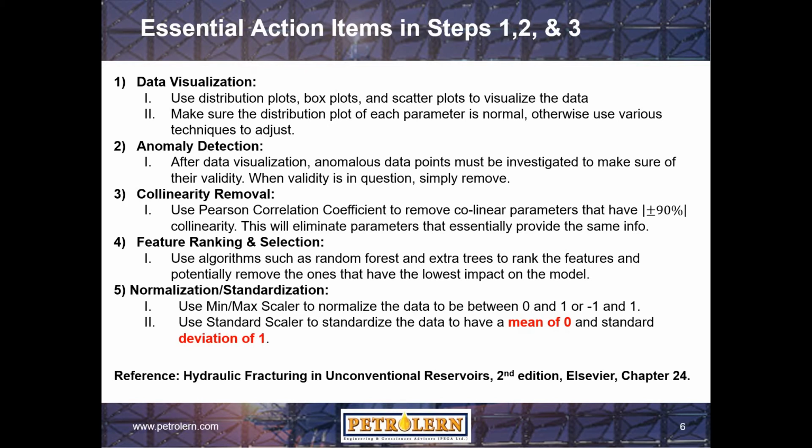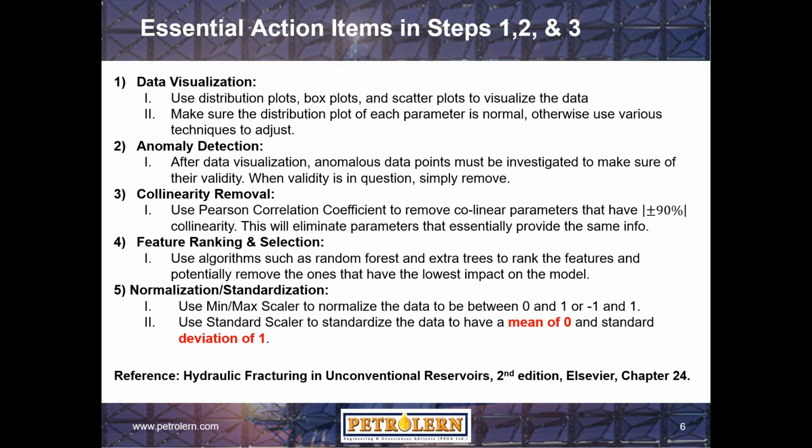And once you visualize your data, you can also see very clearly that you have some anomalous points here and there. What do I do with those anomalous points? Are these anomalous points actually true, or are these just typos that would have to be removed? When the validity of these anomalous points is in question, then simply remove those anomalous points. And you can see it right away.